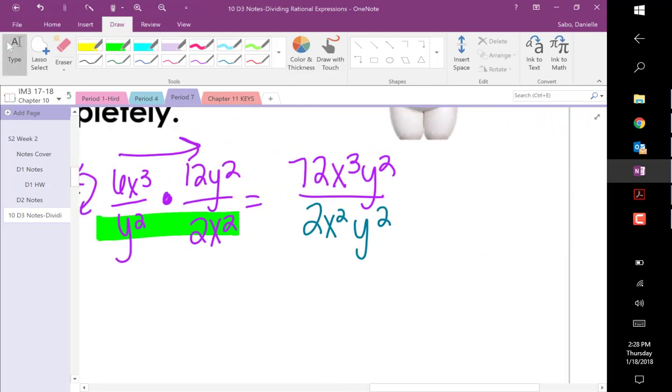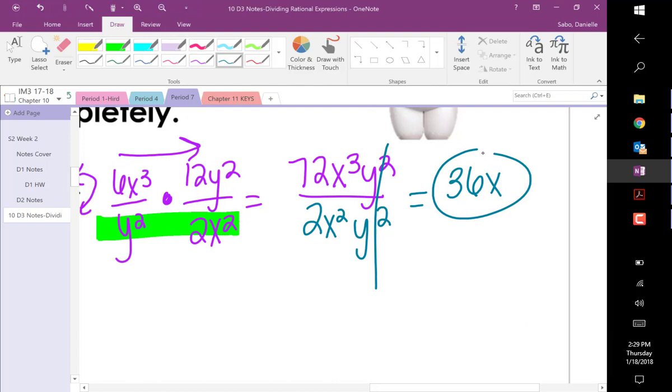Now when you reduce it, 72 divided by 2, what is that? 36. Now let's talk about these. If I have 3 x's on top, I'll give you a visual here. I have 2 on bottom. 2 cancel. What's left? Yeah, and where is it? On top. So I have x. Then look.